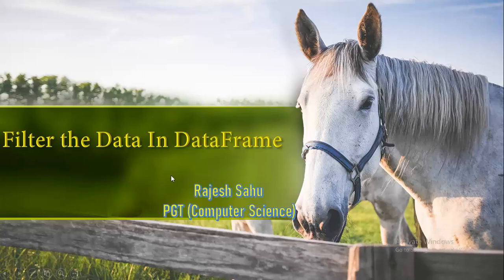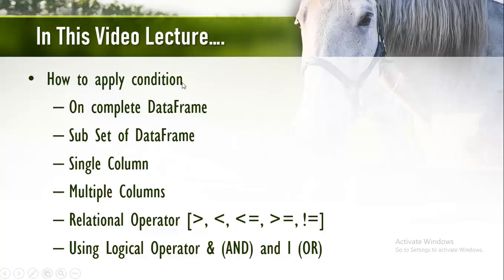In this video lecture, you will learn how to apply a condition on a complete data frame, on a subset of a data frame, on a single column, and on multiple columns. Here we will use the relational operators greater than and less than, and we will combine two or more conditions using the logical operators and, or. Here the logical operator and is the single ampersand, and this is or.